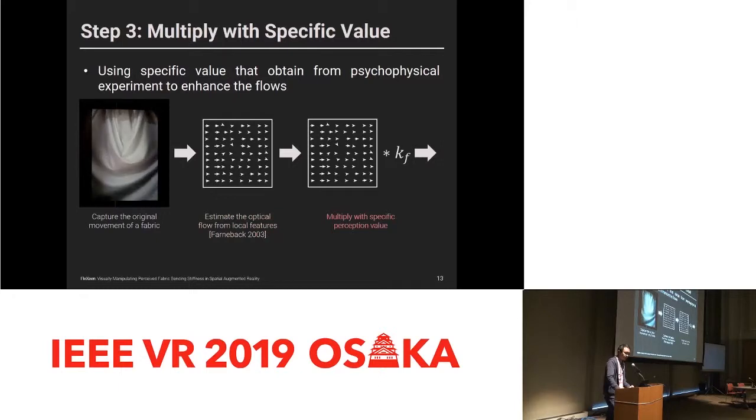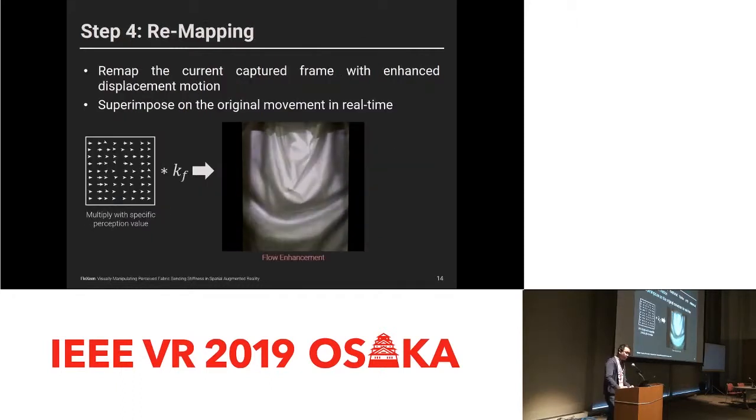We then multiply the motion flow obtained from the dense optical flow algorithm with a specific parameter value, which we will talk about in the next few slides, to enhance the motion flow. And then we remap the currently captured frames with the enhanced displacement motions and superimpose them back onto the original fabrics. All the processes run in real time at 60 frames per second.